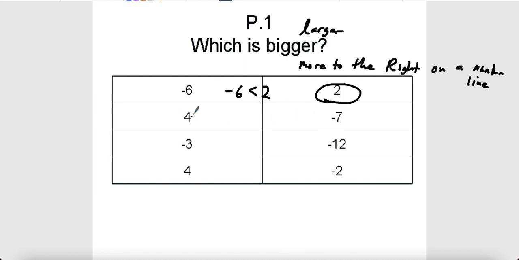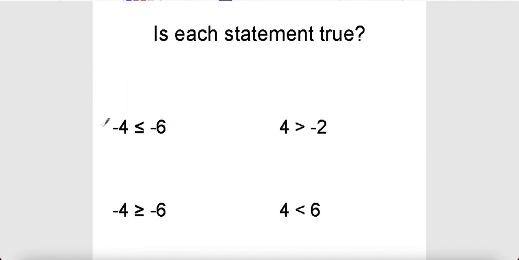So -7 would be to the left of 4, so 4 is bigger. -3 versus -12. -12 would be more to the left, so -3 is bigger, it's more to the right. And then +4 is more to the right compared to -2. All right, let's use this information to help us answer these questions.